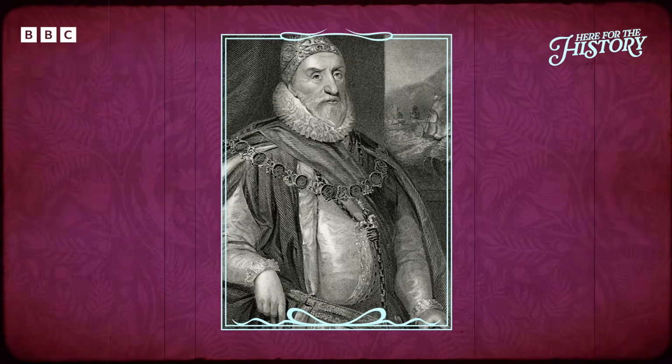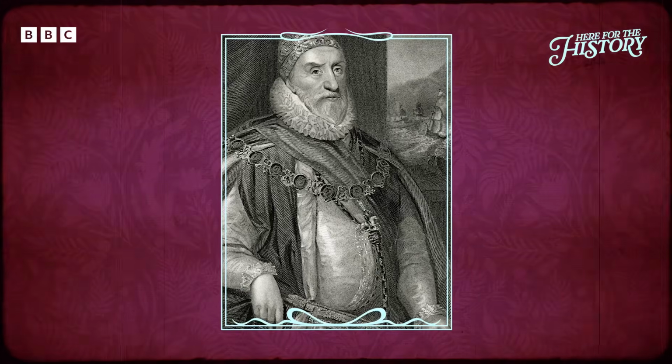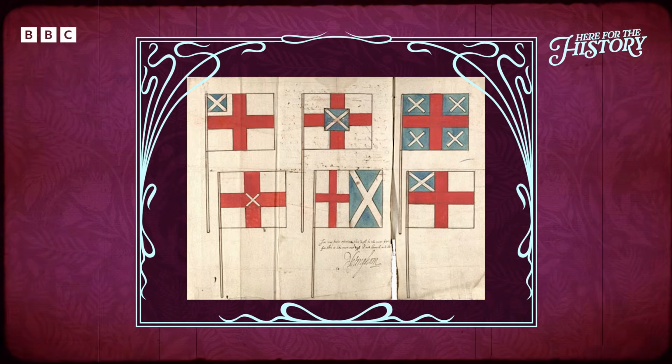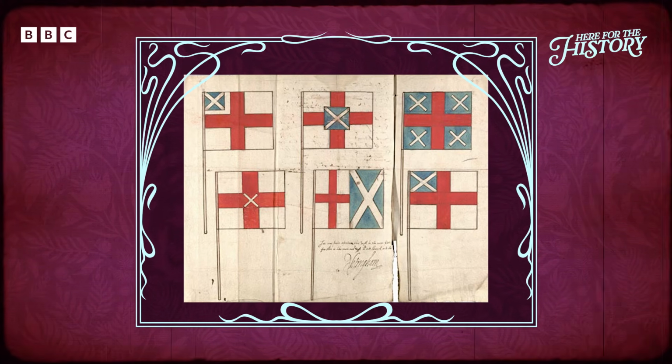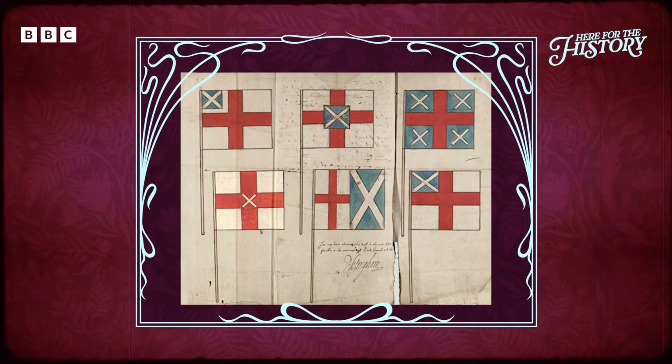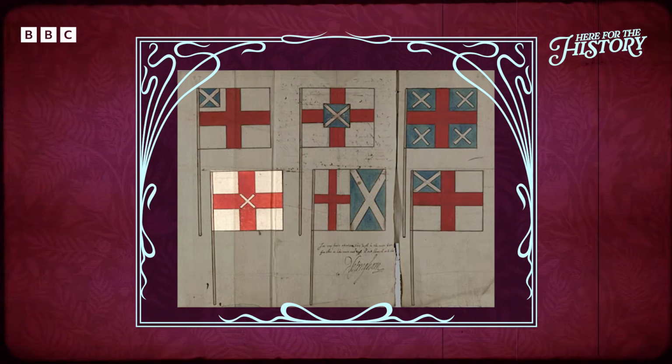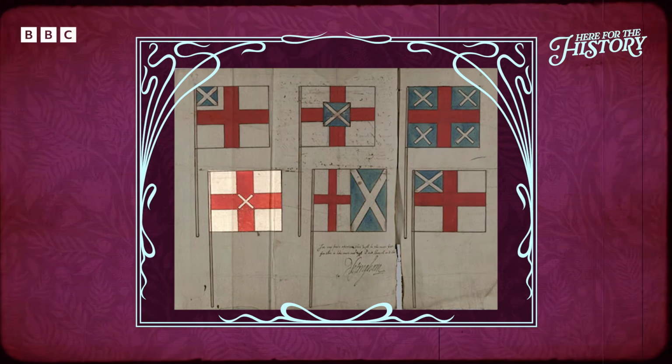Okay, so James goes to the Earl of Nottingham, who is Lord High Admiral of the English fleet, and James asks him to come up with a flag design, a design which incorporates both flags. And we've got some of the images here from the Earl of Nottingham's designs. Yeah, they're interesting, aren't they? I particularly like the one where it's an enormous St. George's Cross with a very, very little Scottish saltire in the middle of it.